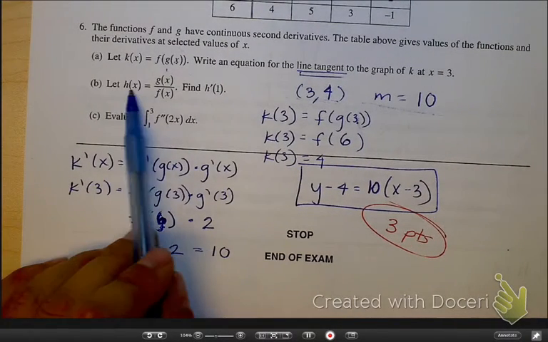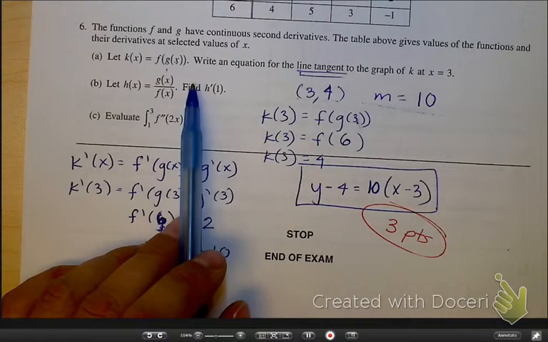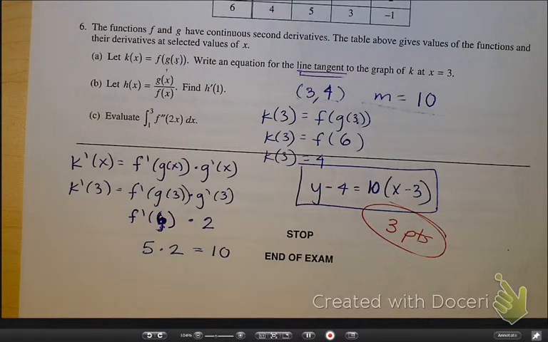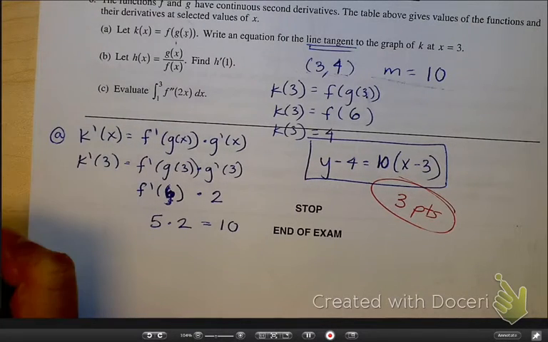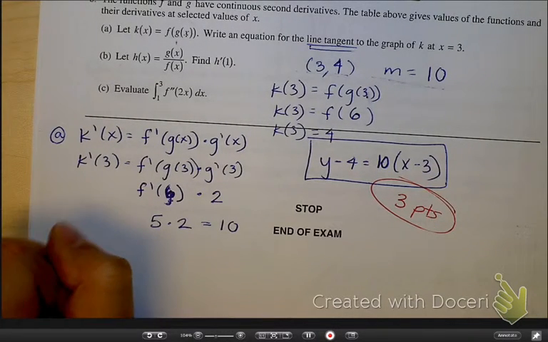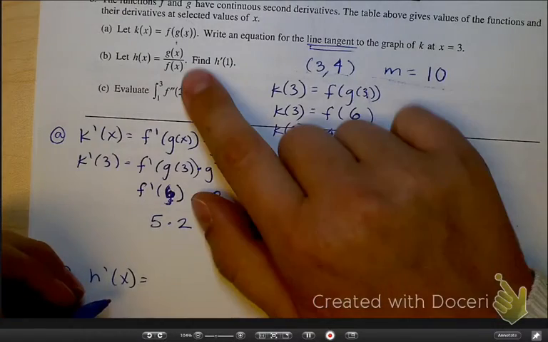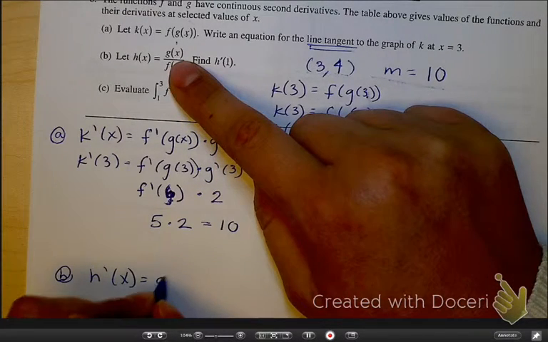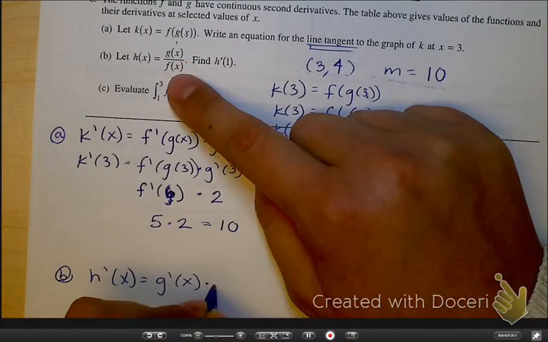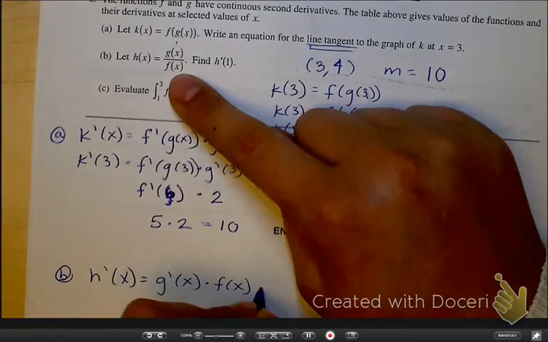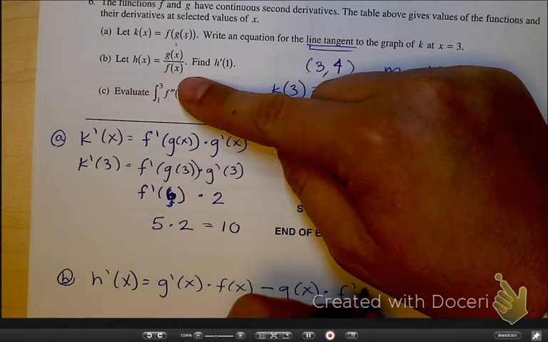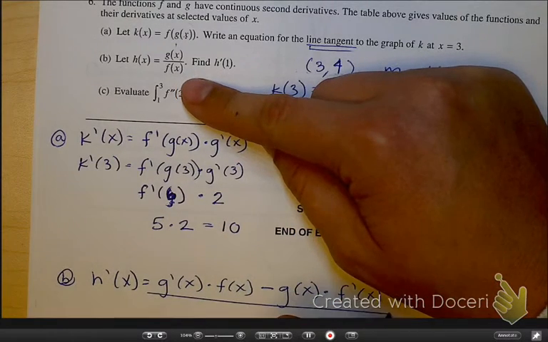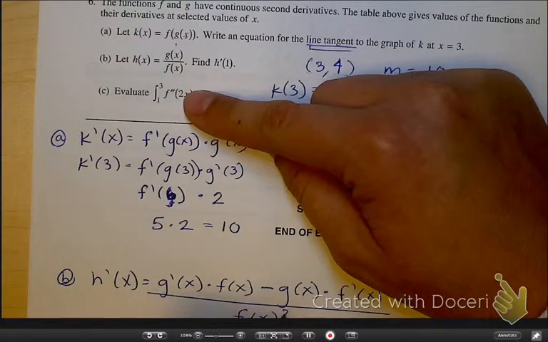Part B, let h of x equal g of x divided by f of x. Find h prime of 1. So they want to know the derivative of h. And I hope you recognize that we actually have to use the quotient rule. So h prime of x equals, let's do this in our heads, the derivative of the top, g prime of x, times the bottom, f of x, minus the top, g of x, times the derivative of the bottom, f prime of x, all over the bottom squared, f of x quantity squared.